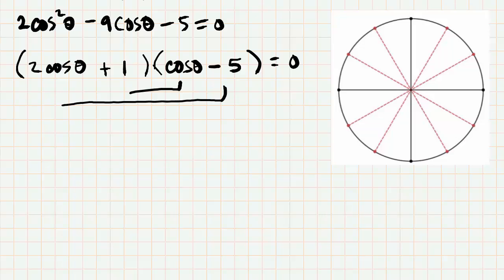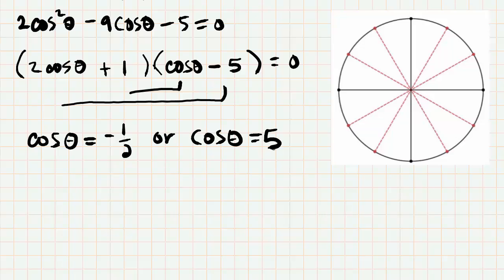Now we can apply the zero product rule. Zero product rule says that if we're multiplying two factors and getting 0, one of the factors has to be 0. So we can say that cosine of theta is equal to negative 1/2, or cosine of theta is equal to 5.